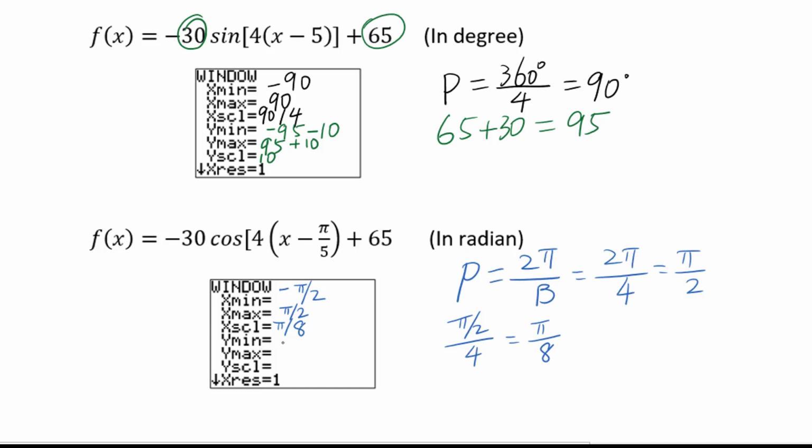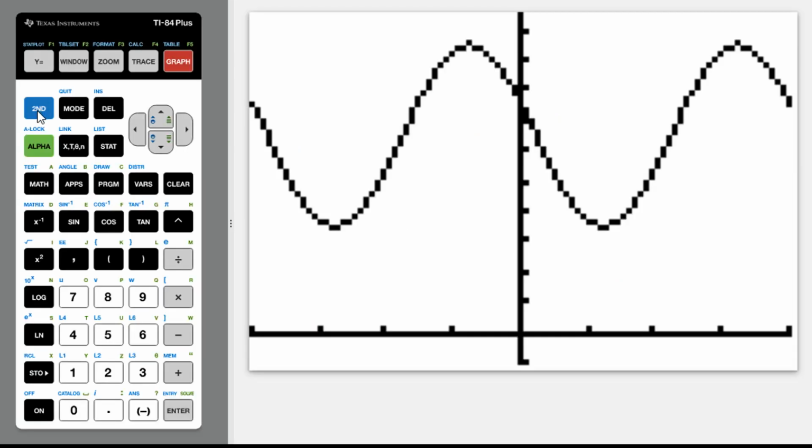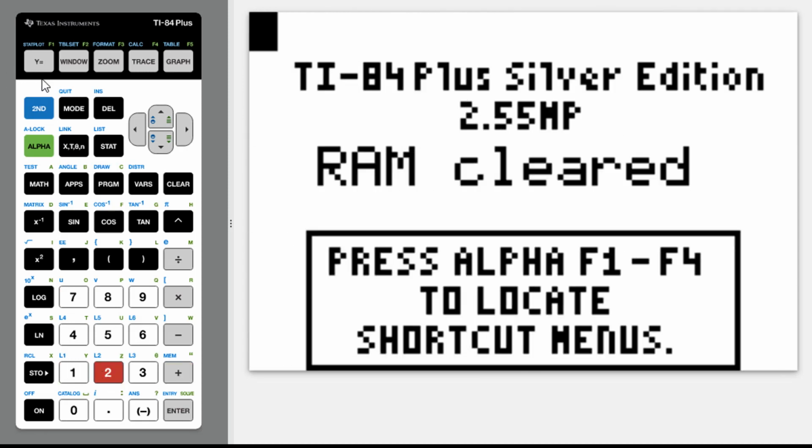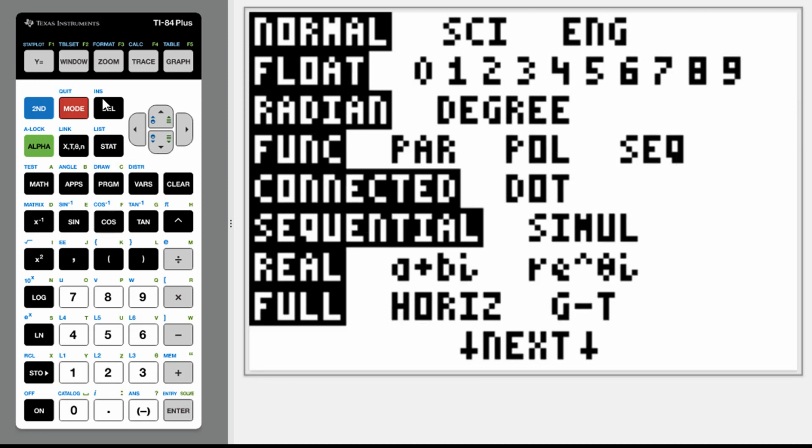For the minimum, it will be the same as this one. So 65 plus 30, we can do negative 95 minus 10. For maximum, we will do 95 plus 10. The scale, let's put the 10. Let's go to the graphing calculator now. We will clear the memory, so second plus 712. This time the mode is in radian.